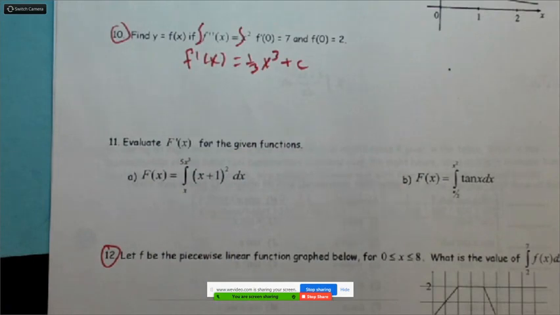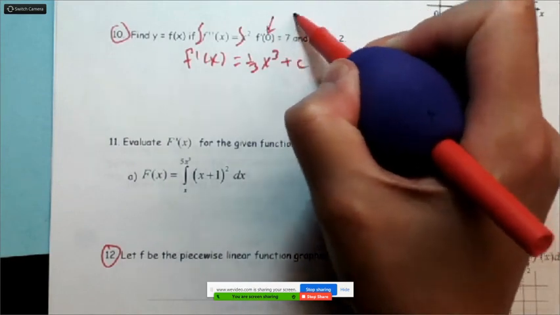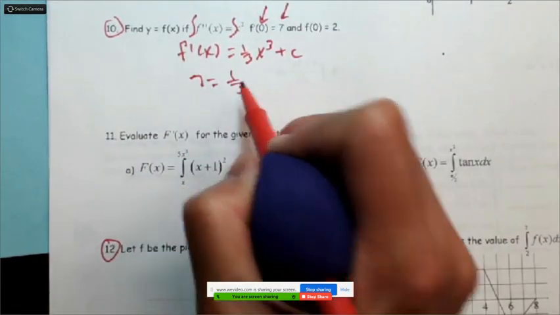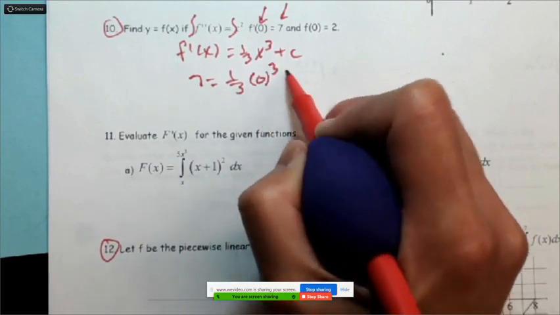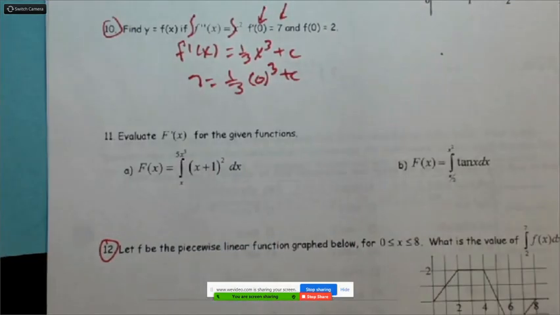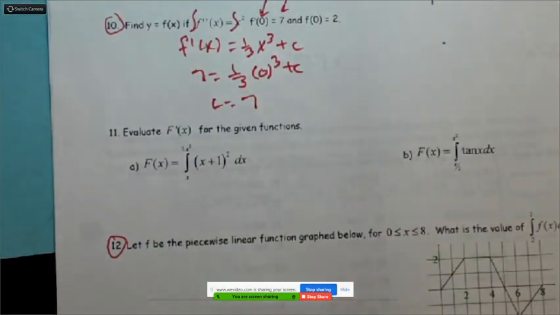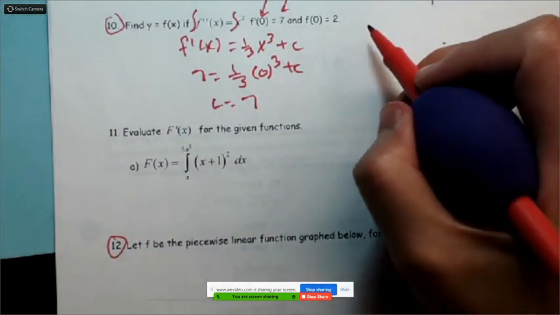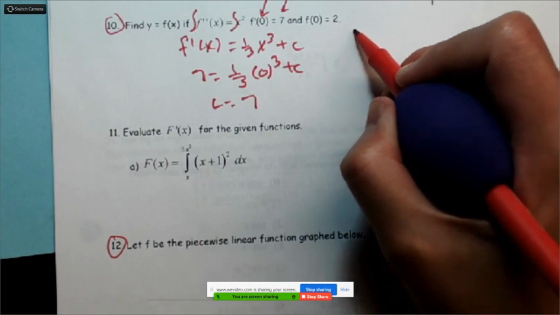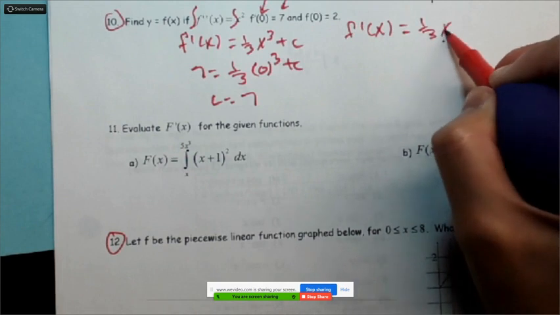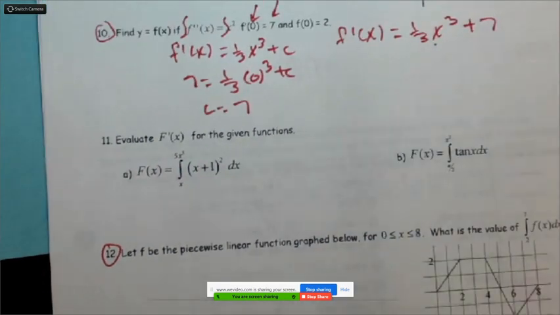And then what they gave us was the x value and the y value of the first derivative. So we have 7 is equal to 1/3 times 0 cubed plus c. And that allows us to know c has to be 7. So let's rewrite this so we can take the next value. We have f prime of x is 1/3 x cubed plus 7. My goal is to get to f.